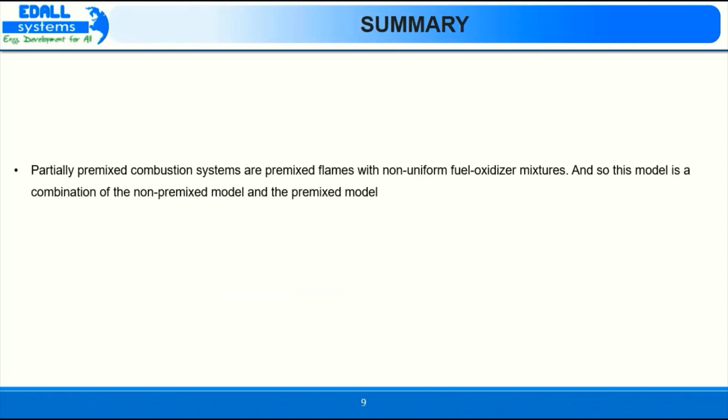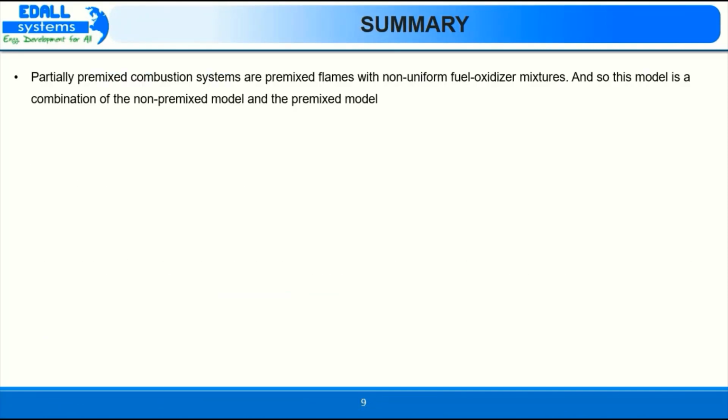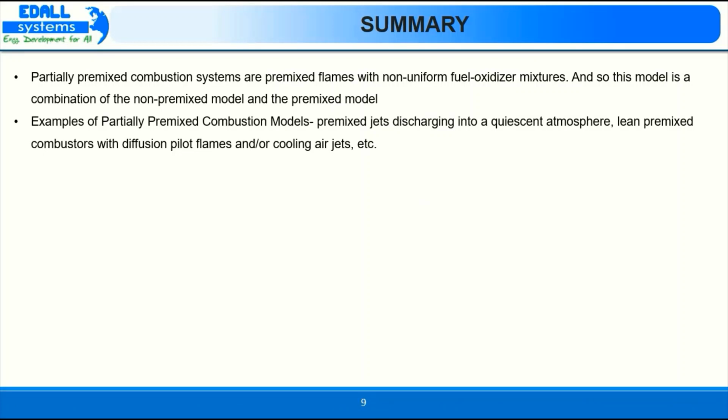So the summary for today's class is that we have discussed what the partially premixed combustion model is. These partially premixed combustion systems are nothing but premixed flames with non-uniform fuel-oxidizer mixtures, and that's why the partially premixed combustion model in ANSYS Fluent is a combination of both premixed and non-premixed combustion models. Then we have seen some examples of this system: premixed jets discharging into quiescent atmosphere, then lean premixed combustors with diffusion pilot flames.